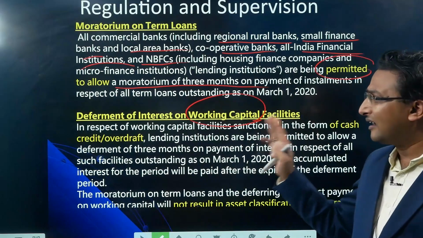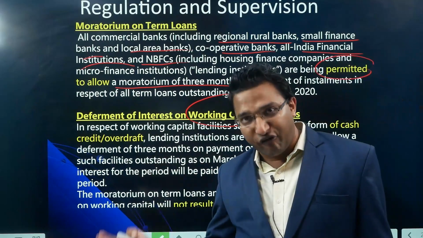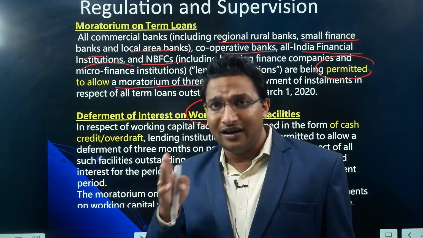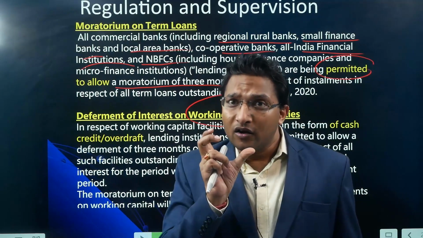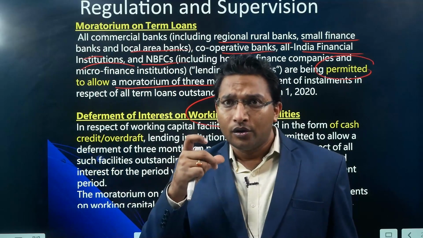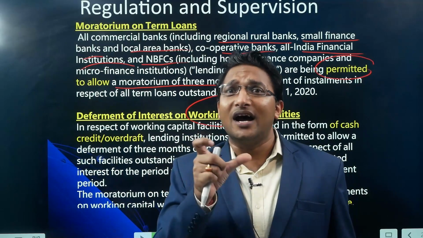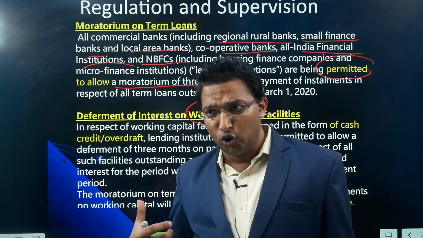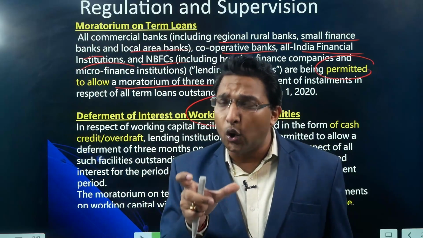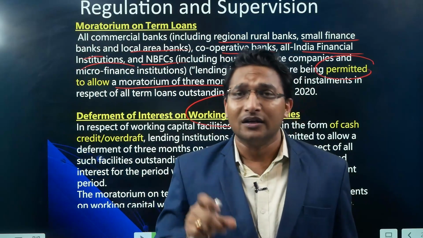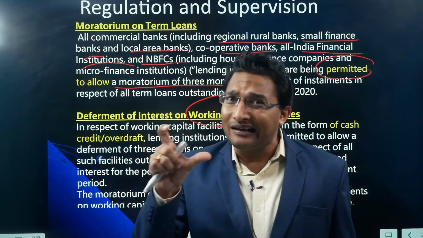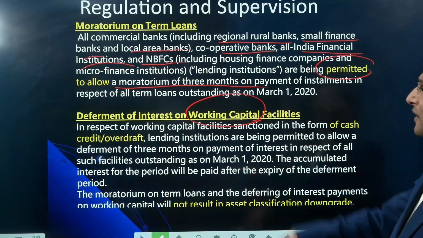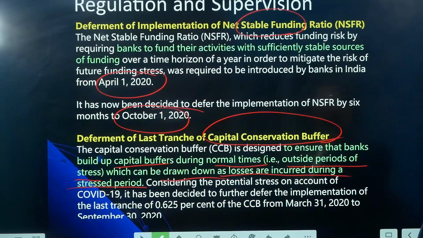Working capital facility interest has been allowed to be deferred. So working capital here, particularly cash credit. In case of cash credit, whatever is the sanction amount, the interest is charged only on the amount which is used by the borrower. So if the borrower is using only 1 lakh out of the total 10 lakh rupees, the borrower has to pay the interest only on 1 lakh rupees, not on the 10 lakh rupees. So this interest can be deferred by up to 3 months.